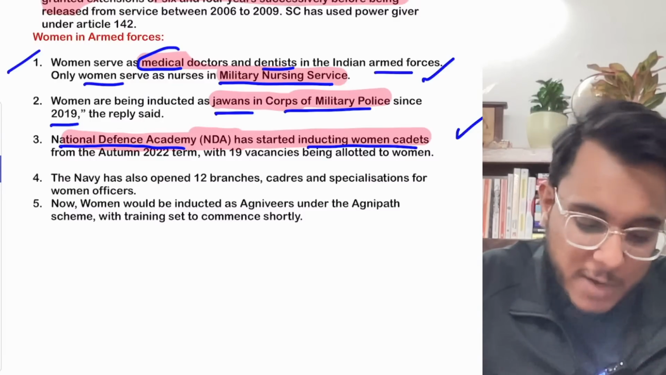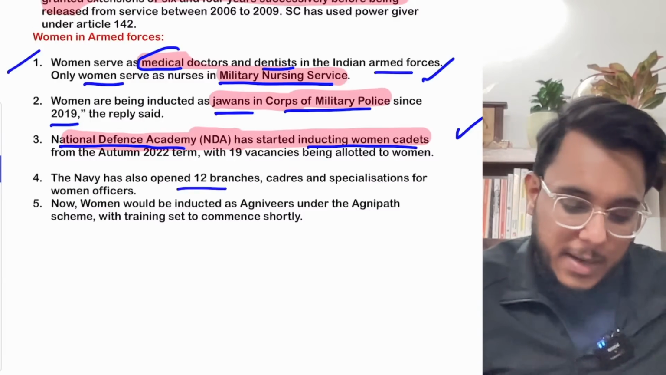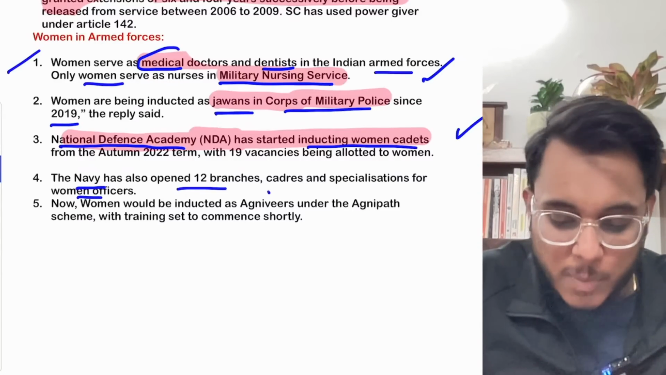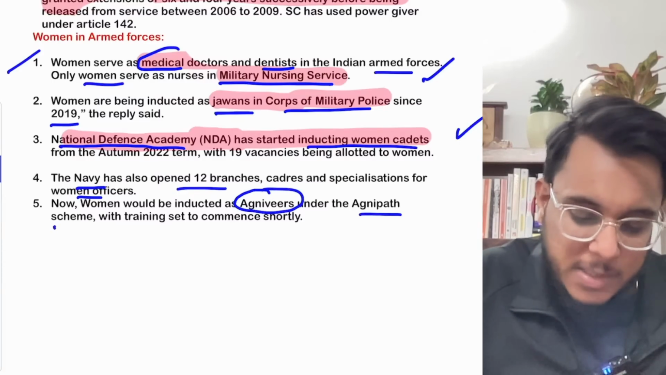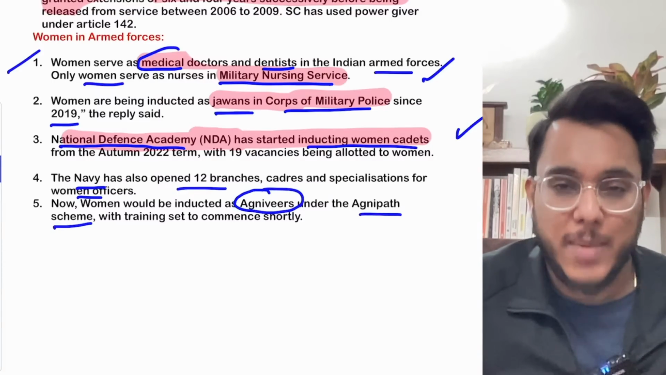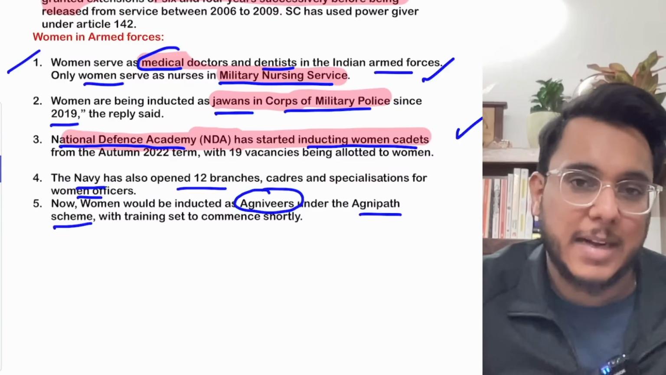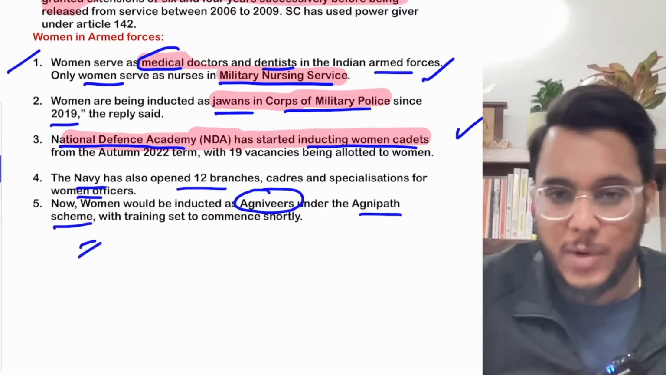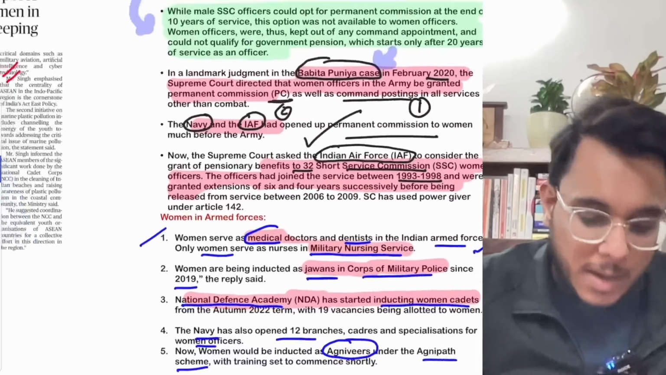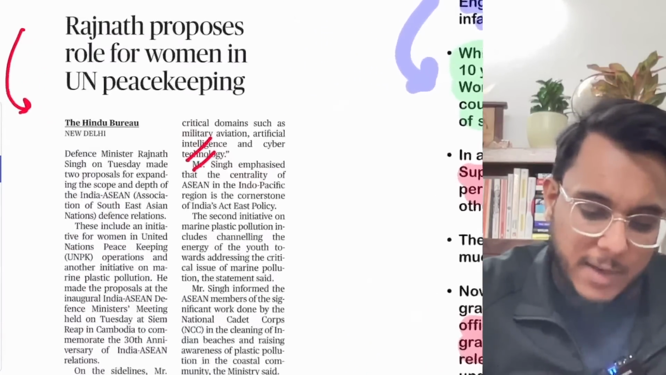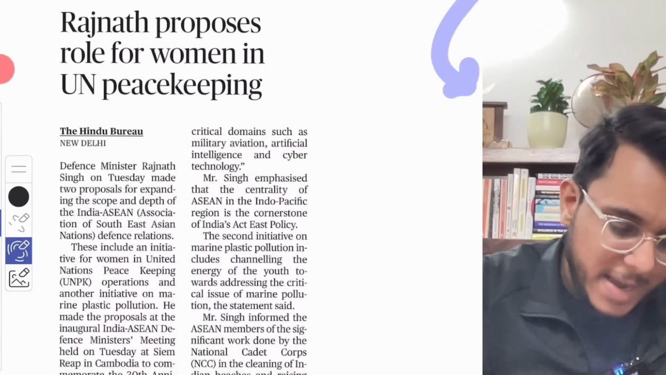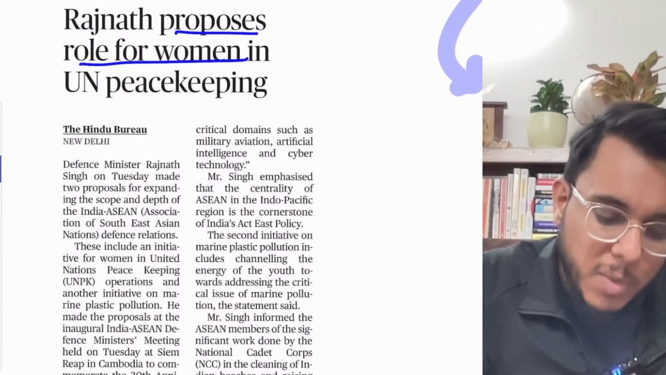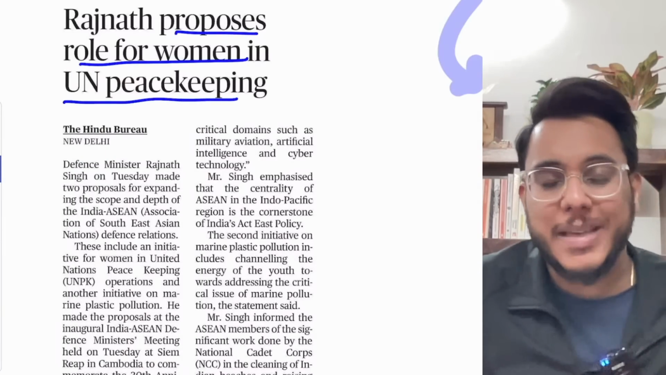Then the Navy has recently opened 12 branches to women, and now women will also be inducted as Agniveers under the Agnipath scheme that was announced recently by the government. We have covered the Agnipath scheme multiple times. Under the Agnipath scheme, where the Jawans will be inducted, women Agniveers will be appointed. Now, there is one more article that we have taken from the newspaper here, guys. Here we see that the Defence Minister of India proposed that more women should be given roles in the UN peacekeeping forces.